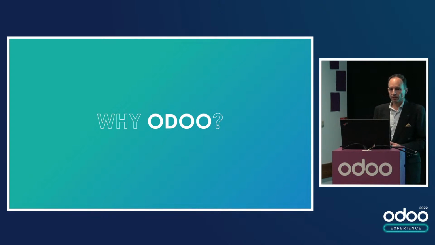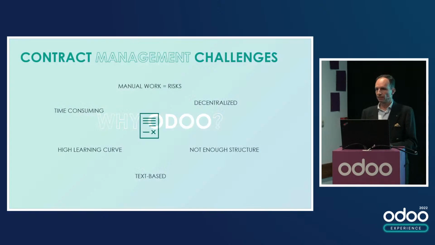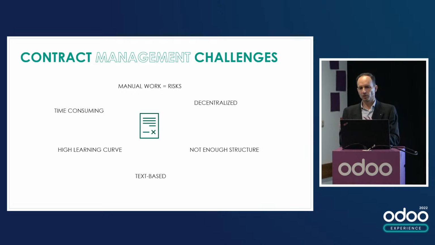Now, if we look at why we chose Odoo, we had quite some challenges, and more specifically in terms of contract management. As every business, we have contracts with our customers, of course, and until before the implementation of Odoo, they were based on Word contracts, so manual action was important there, very time-consuming. We lacked a lot of structure, so you know Word, it's not that structured. It was decentralized because we have different kinds of contracts. So we had contracts left, we had contracts right.